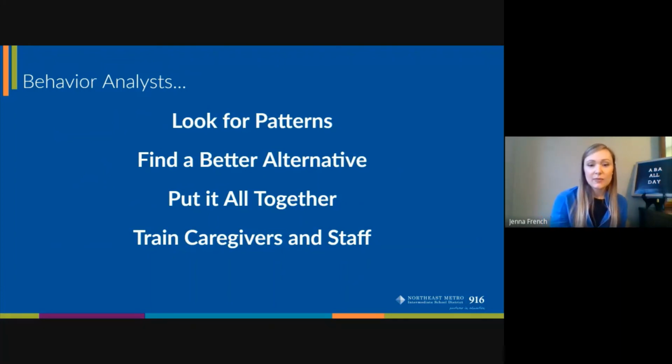And then we also train caregivers and staff. So again, to help with that generalization piece, as an individual is learning a new skill, we might have caregivers and staff also prompt or teach or collect data on that skill, maybe reinforcing the new behavior to again promote that generalization and independence.